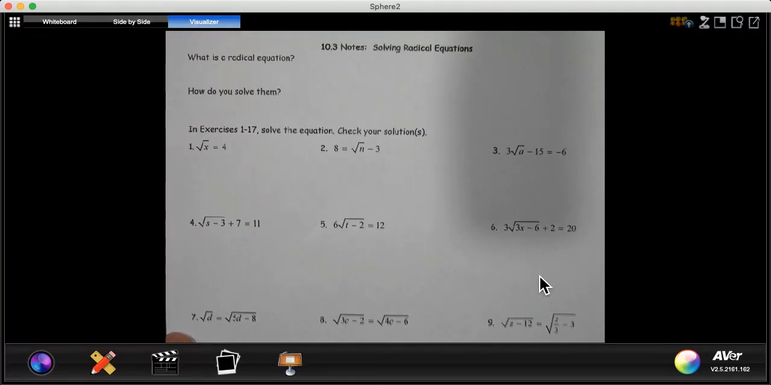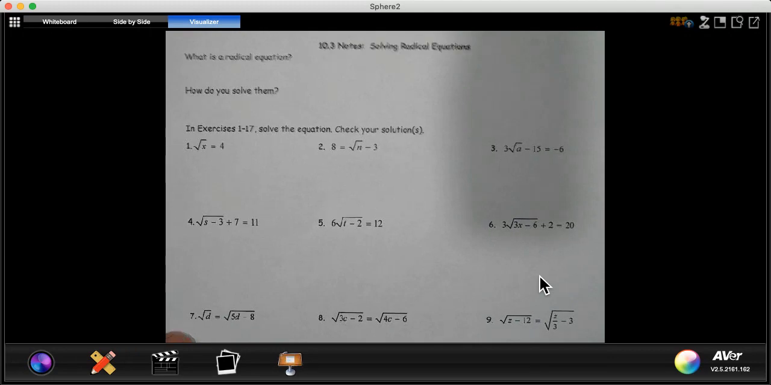In the last couple lessons, we ended with some ability to solve some radical equations using graphing techniques. You just put one side of the equation into y1 and the other side of the equation into y2 and then find where they meet. Now we're going to do some algebra to solve them.